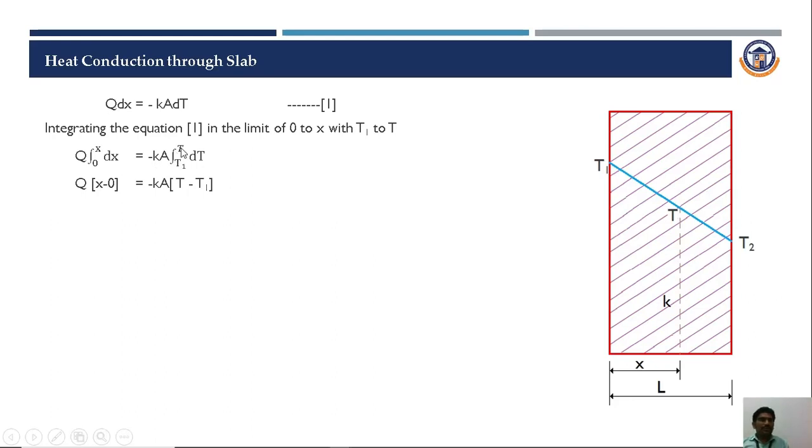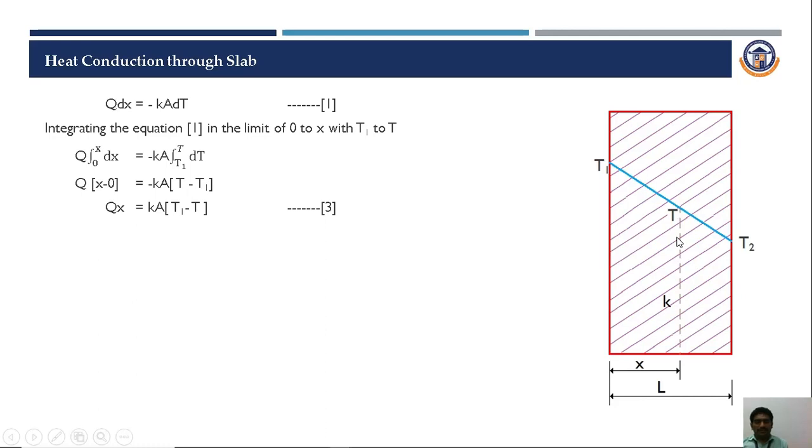Again, we substitute the known limits, that is T1 to T, that is t minus T1. Simplifying the above equation, x minus 0 is equal to x, so that is q into x, qx is equal to, multiplying this minus sign into the brackets, Ka times T1 minus T. So this is the second simple relation derived using the two new limits, that is 0 to x and T1 to T.